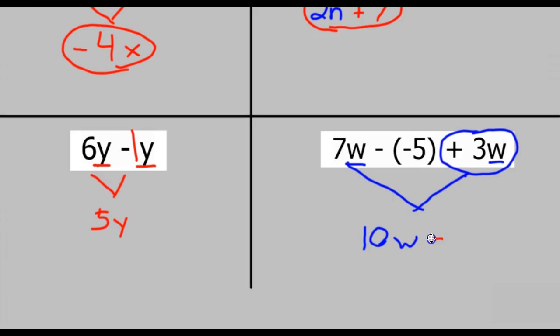So I have a negative, or minus, negative 5. Now if I see two negatives in a row, I know that I can make that a plus sign. Make it positive. So my actual expression is 10w plus 5.